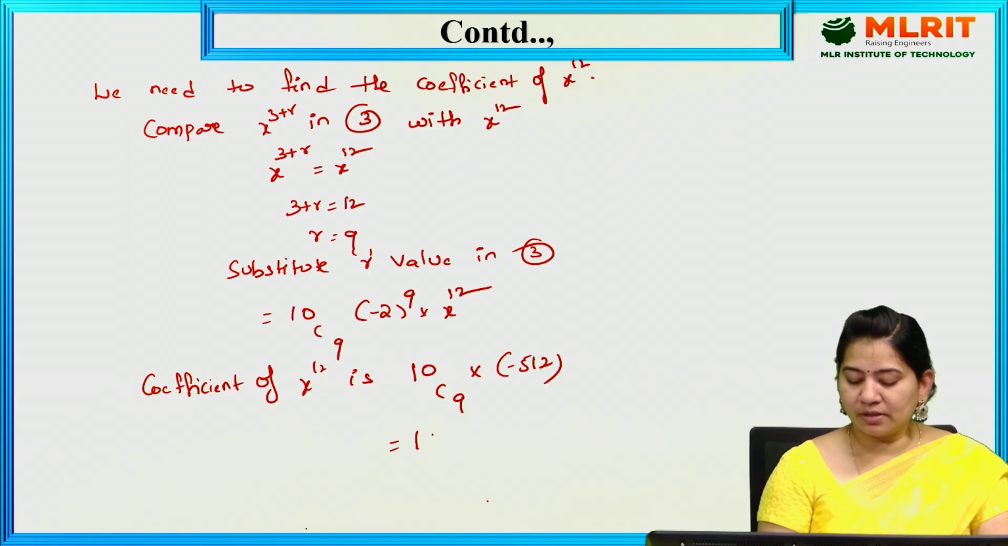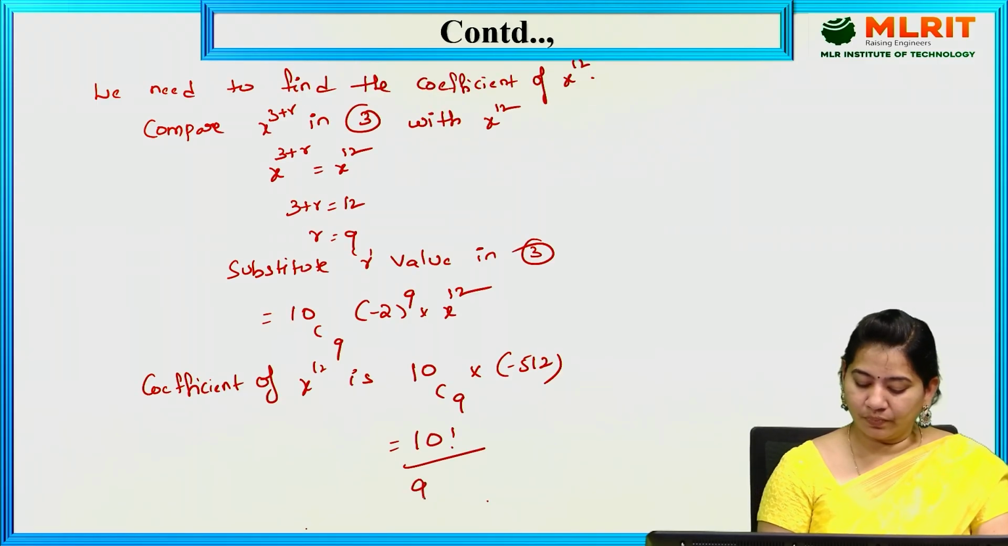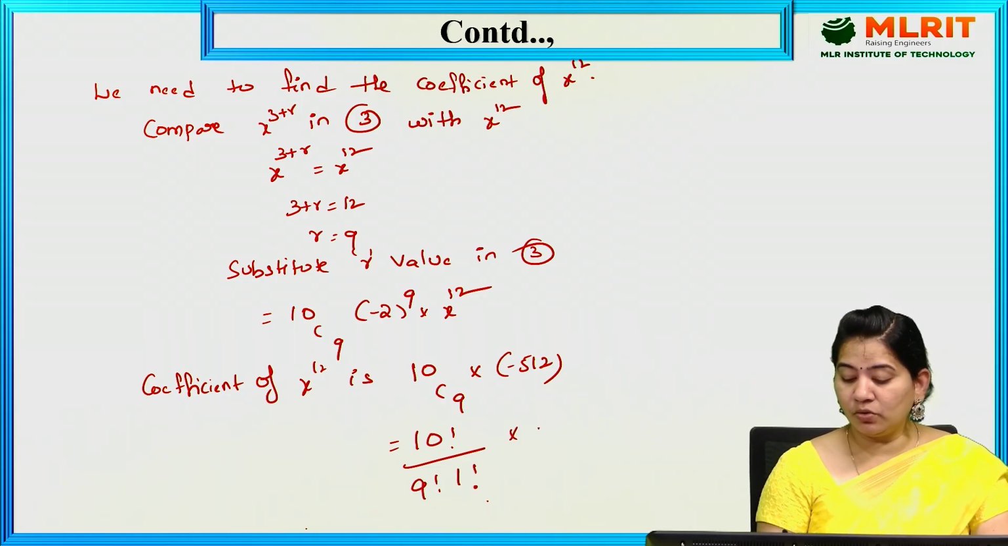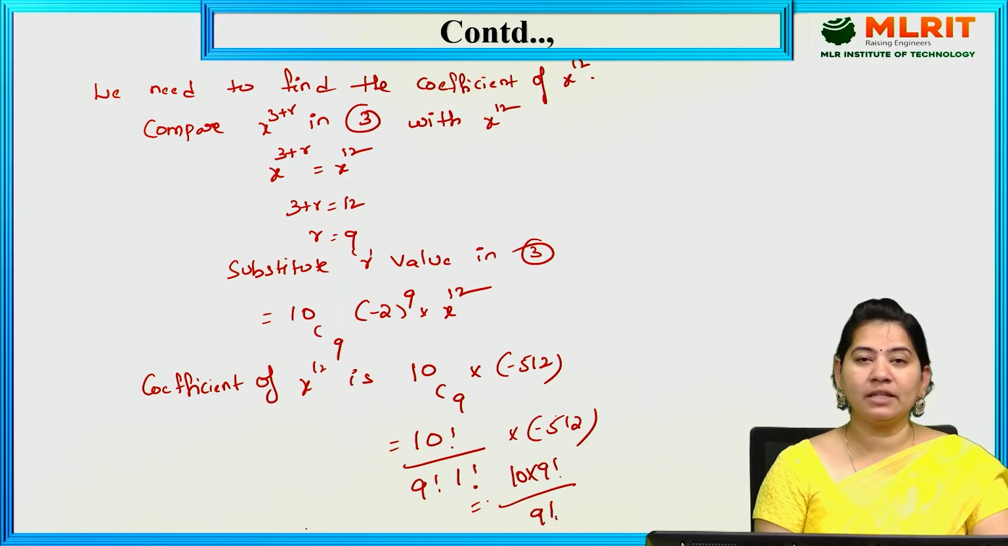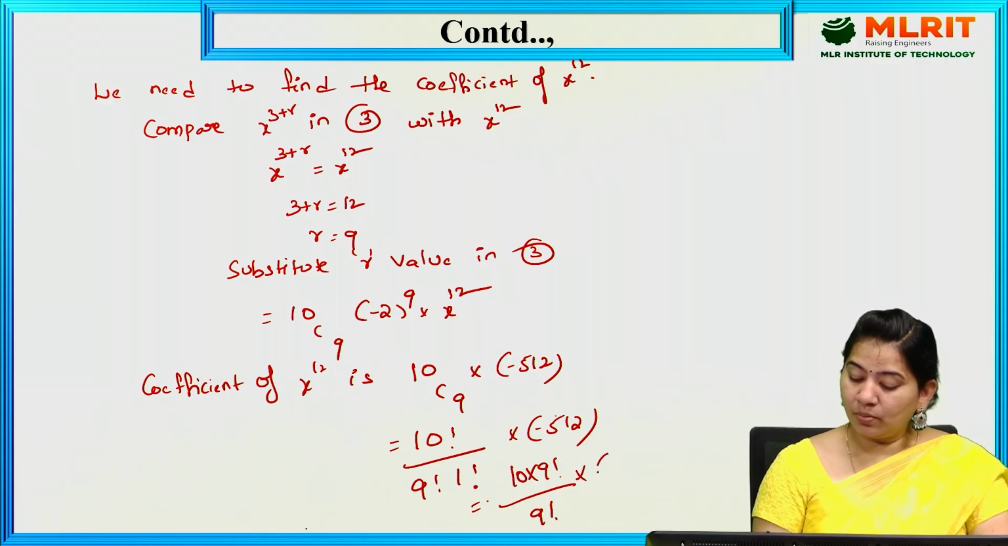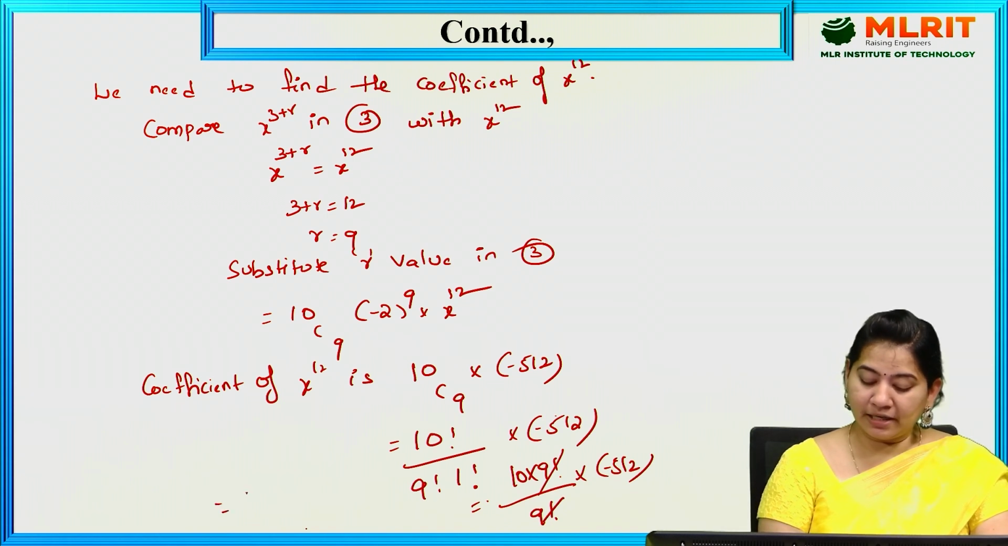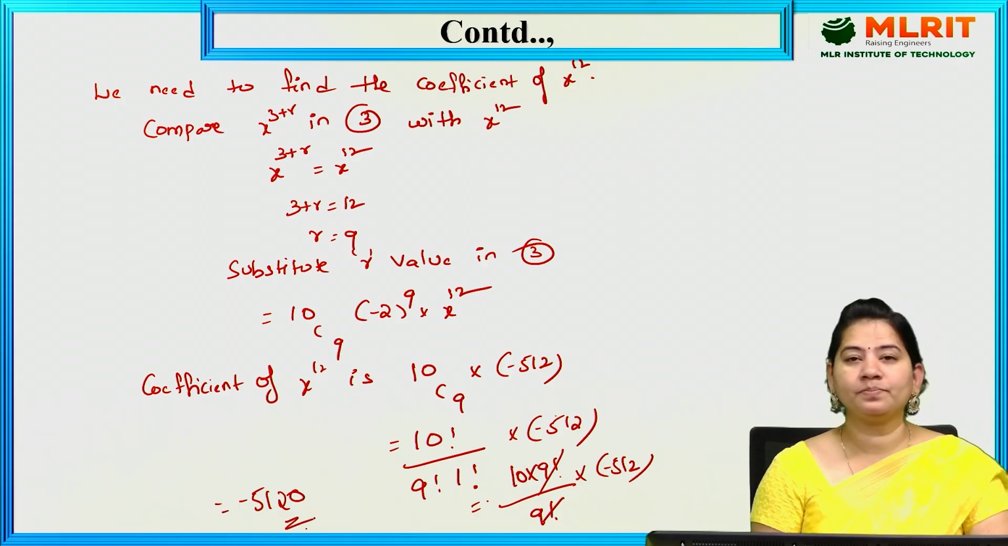So you just simplify it here, 10 factorial by 9 factorial into 10 minus 9 factorial, which is nothing but 1 factorial, so into minus 512. So if you simplify it again, 10 into 9 factorial by 9 factorial, and 1 factorial is nothing but 1, we will not consider that, into minus 512. So 9 factorial will get cancelled, then you will get 10 into minus 512, which is minus 5120. So this is the answer for this question.